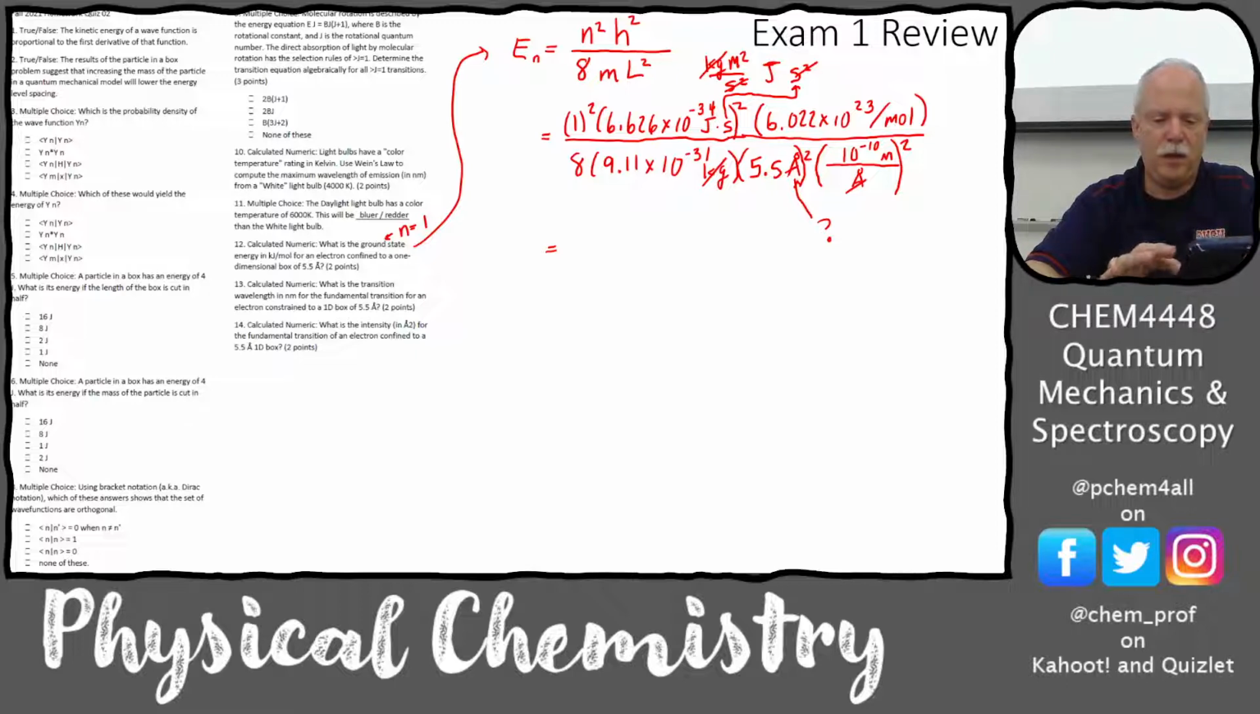Eight, divide 9.11 E minus 31, change sign, divide 5.5, divide 5.5 again, divide, and 10 to the minus 20, divide 20, change sign, divide, and I get 120 kilojoules. I ended up with 119,000, but they've asked for kilojoules, so that's 119.9 kilojoules, or 120.